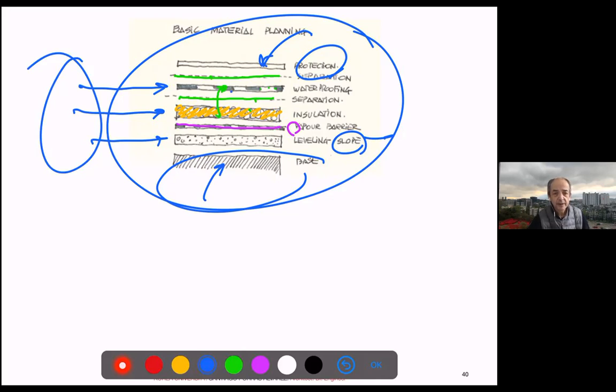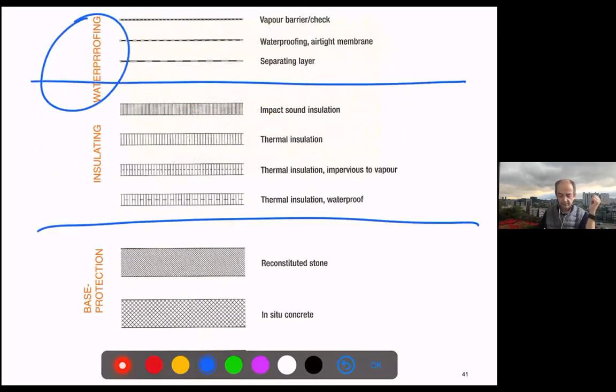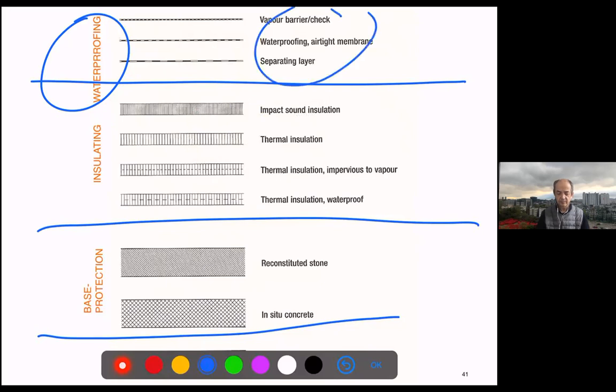And of course, as we said with the facade, with the vertical facade, we can change the position. Of course, we have more limitations because you have to deal with water and with gravity, but these are the basic materials. This is the summary from the book. So you will have waterproofing, insulation, and protection, and they give you some graphics, which is okay.